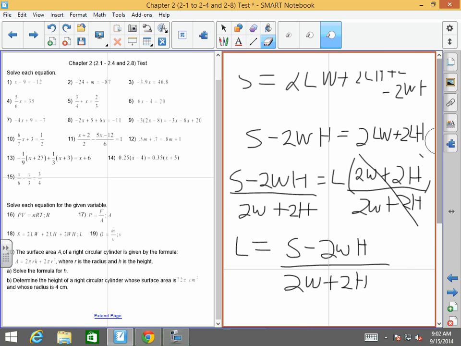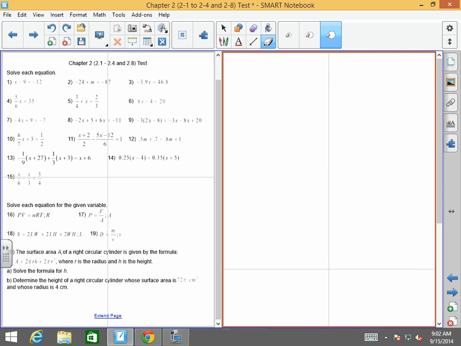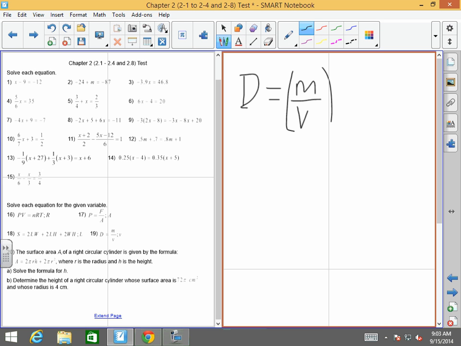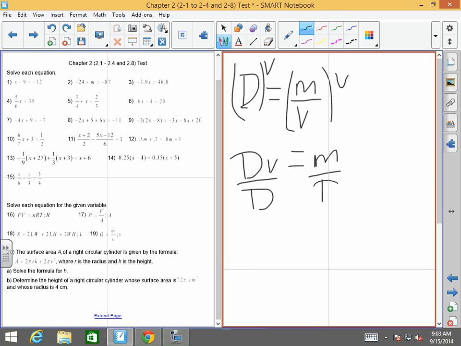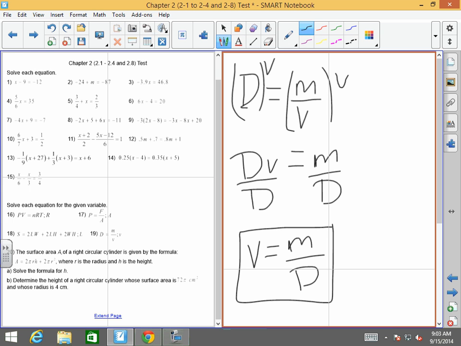Number 19. Number 19 is D, which is density, by the way, equals mass divided by volume. I want to solve for V. V is in the denominator. So I'm going to have to multiply V to both sides. So I've got dV equals M. I want to solve for V. So divide by D to both sides. Volume equals mass divided by density. V equals M divided by D.